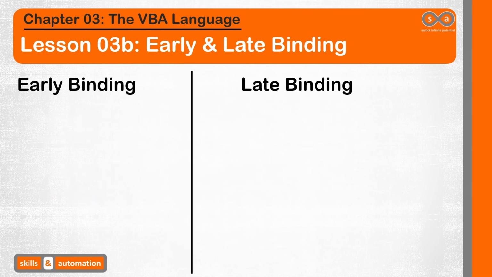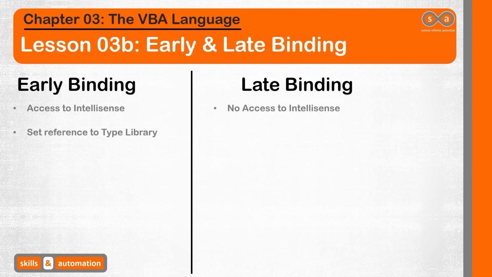Let's go through the differences in using early binding versus using late binding, which we have covered within this lesson. With early binding, we get access to IntelliSense. In late binding, we don't. With early binding, we do need to set a reference to the type library of the parent application. Late binding doesn't rely on any type references. Early binding is faster, but late binding is marginally slower, if at all.